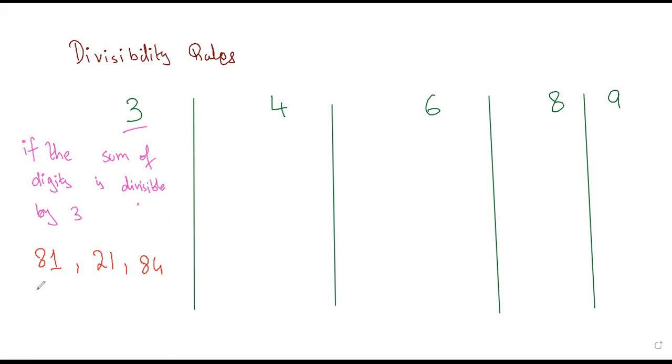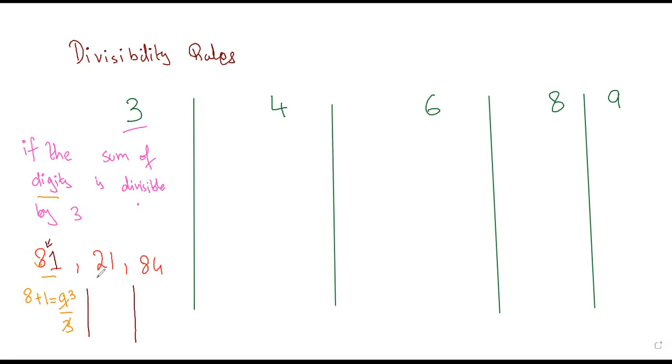Now let's see. We have 81. So we need to do 8 plus 1. We get 9. Now we know that 9 is divisible by 3, right? 9 is divisible by 3. So this means that 81 would be divisible by 3. Is this thing clear? If the sum of digits is divisible by 3, we're talking about 81 here. 81 has 8 and 1. If 8 plus 1 gives us a number such that it is divisible by 3, it means that this 81 would also be divisible by 3. Yes, Sameem, is this thing clear?